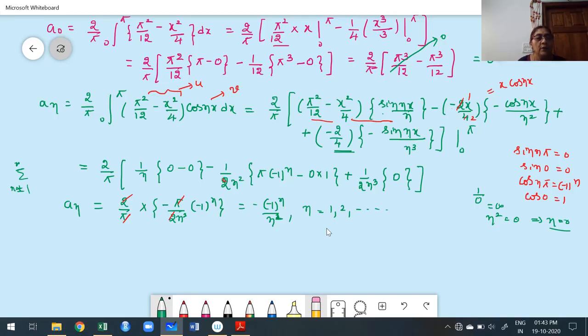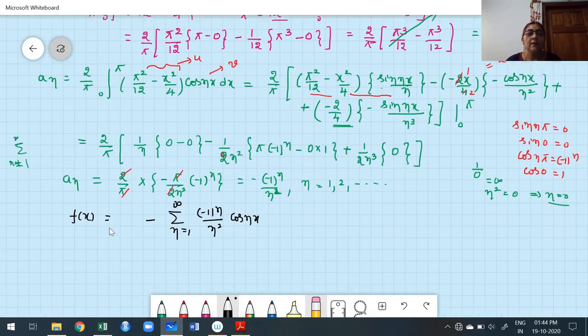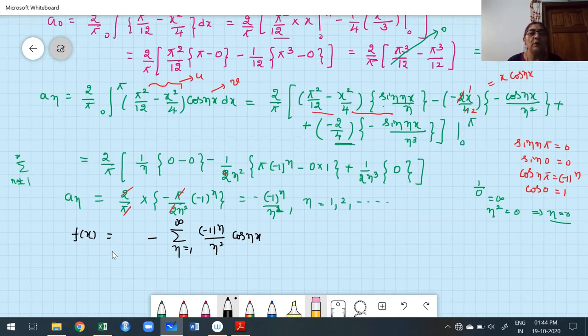Okay, no issue. Now I have to substitute these values to construct the Fourier series. f of x is equal to a naught by 2, and a naught is 0, so a naught by 2 is also 0. Plus, into minus is minus, so I'll take the minus sign outside. Sum from 1 to infinity of minus 1 to the power of n by n square cos of nx. Now this is nothing but the Fourier series expansion.